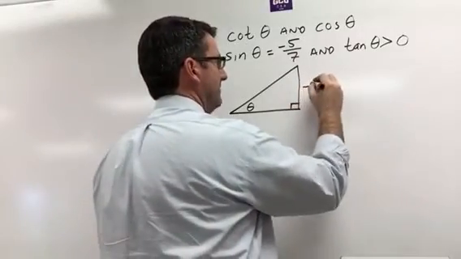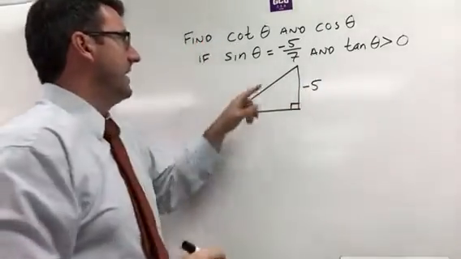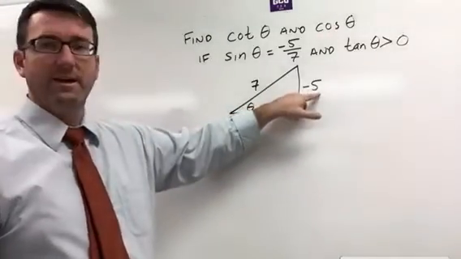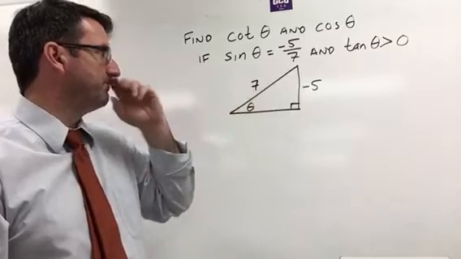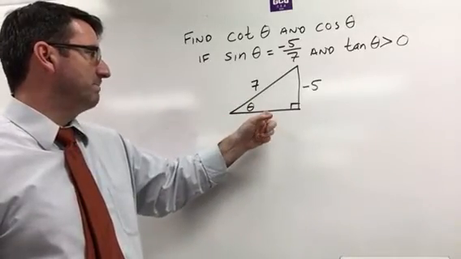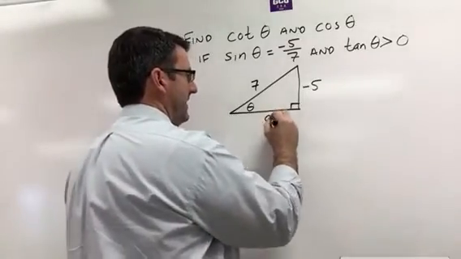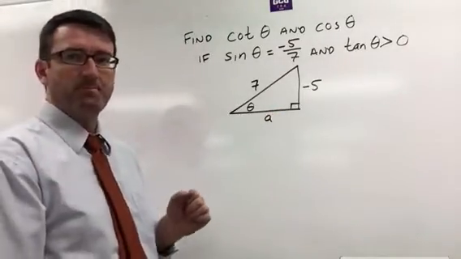So the opposite side, we'll label that -5. The hypotenuse, we'll label that 7. So the sine of theta is -5/7. Now we need to use the Pythagorean theorem to find this other side. Let's call that side A.